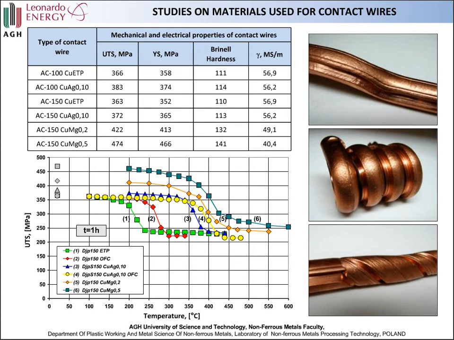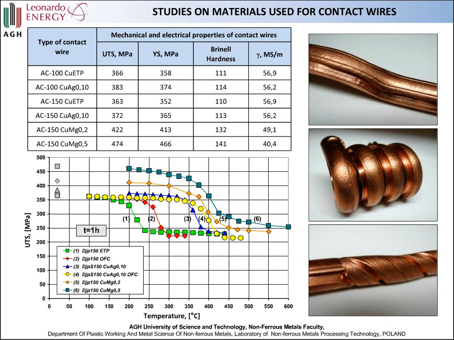We can clearly see that the highest mechanical properties have the AC 150, and 150 means that it's a cross section of the wire, 150 square millimeters, and the ultimate tensile strength is 474 megapascals. But of course, in this situation, we have also the lowest electrical conductivity at the level of 40.4 megasiemens per meter.